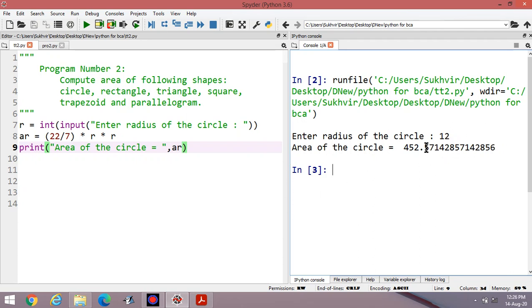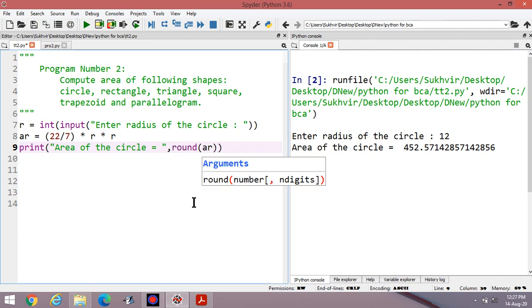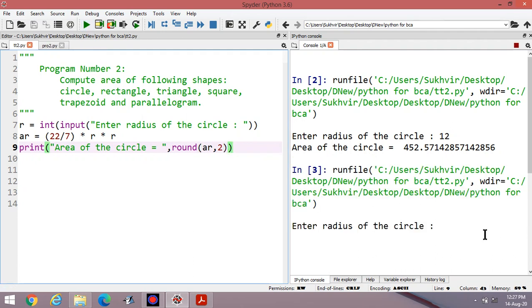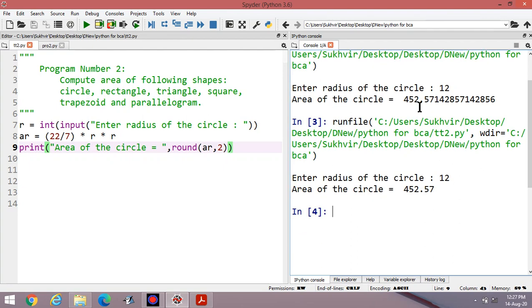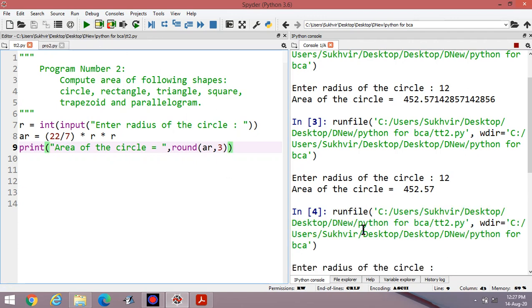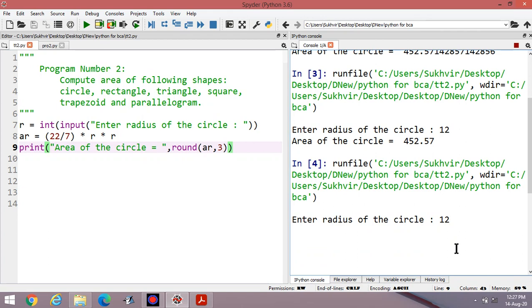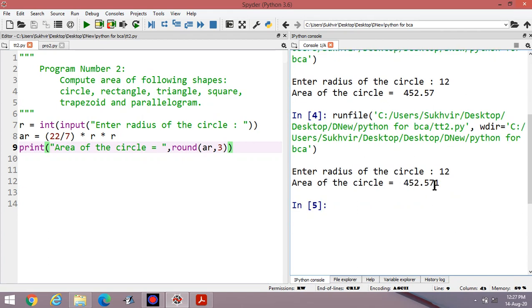Suppose I have to control this value. I have to display the content up to 3 places of decimal or 2 places of decimal. Then I can use round AR, comma 2, like this. Now execute the program. Suppose again I am writing 12. Now the area of the circle is 452.57. If I have to display up to 3 places of decimal, then I can use 3. Again execute the program, 12. Then I can display the content up to 3 places of decimal.